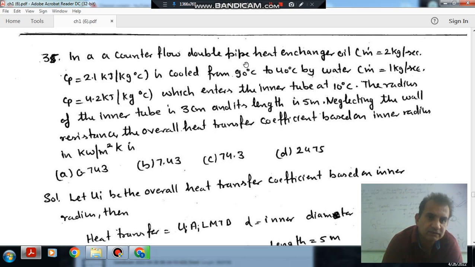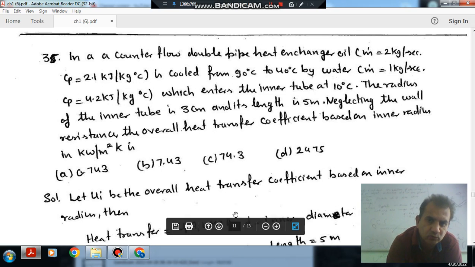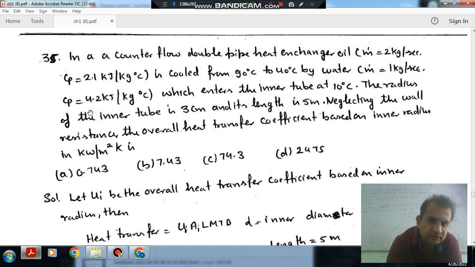Question number 35: in a counterflow double pipe heat exchanger, oil with m dot equal to 2 kilogram per second and Cp equal to 2.1 kilojoule per kilogram per degree Celsius is cooled from 90 degrees Celsius to 40 degrees Celsius by water. Water has m dot equal to 1 kilogram per second and Cp 4.2 kilojoule per kilogram per degree Celsius, and enters the inner tube at 10 degrees Celsius.